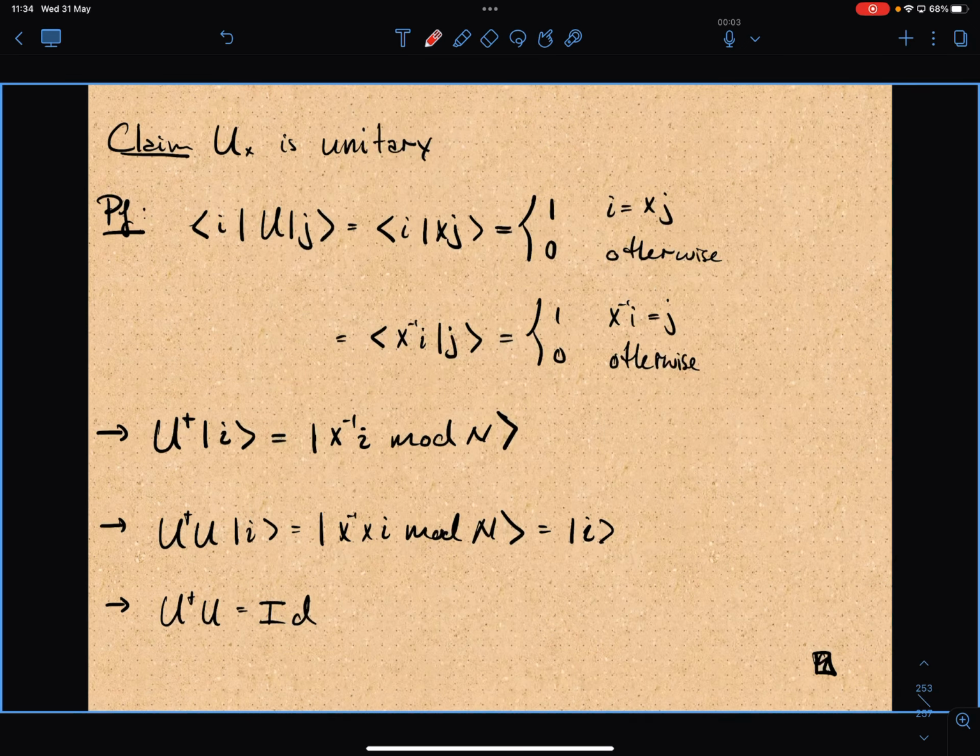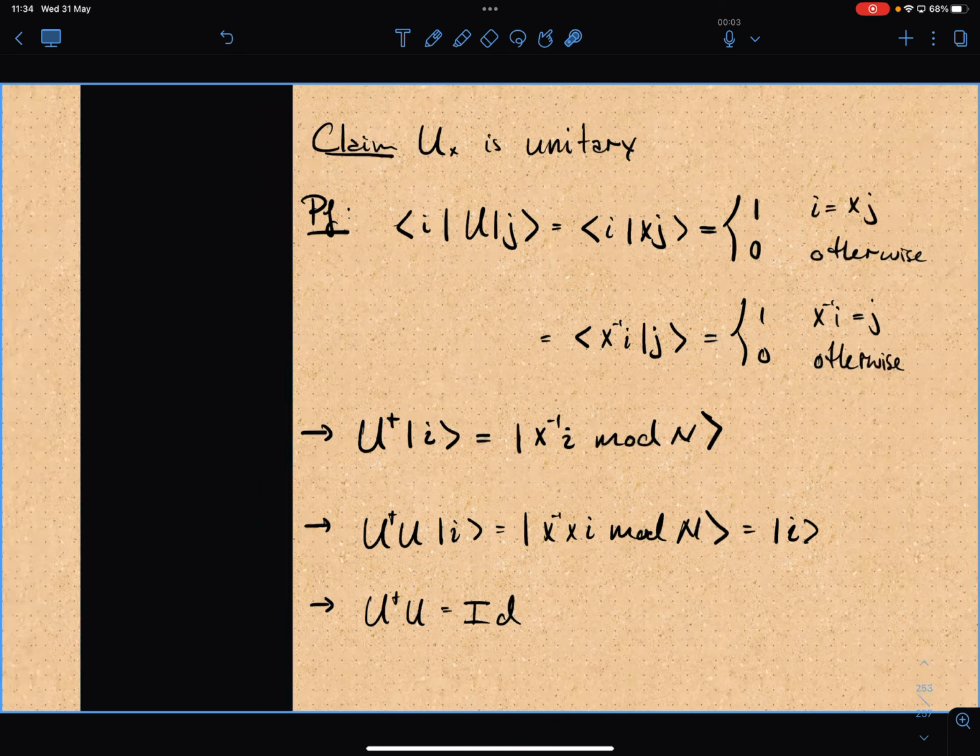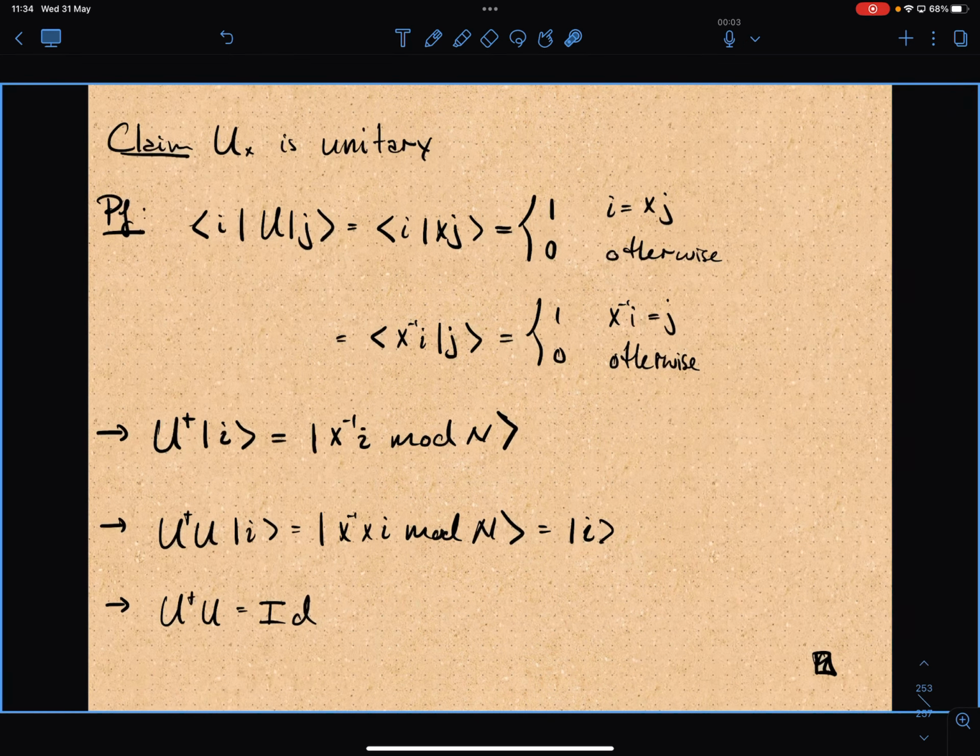And in here, I took a moment to actually prove that Ux is unitary. And in here, here's the proof. The question is, to show that U is unitary, it's equivalent to showing that U dagger U is equal to the identity.